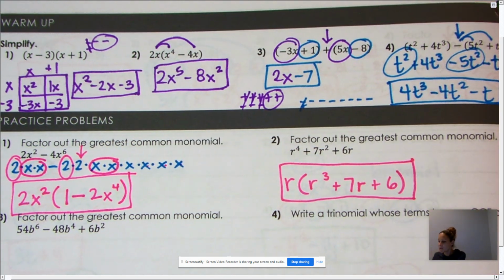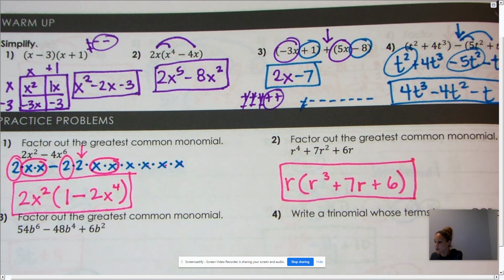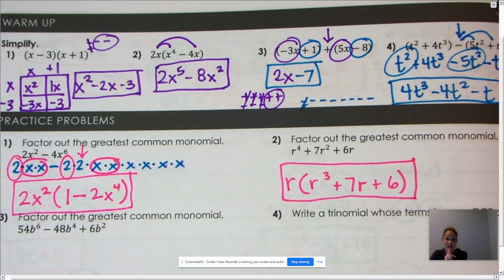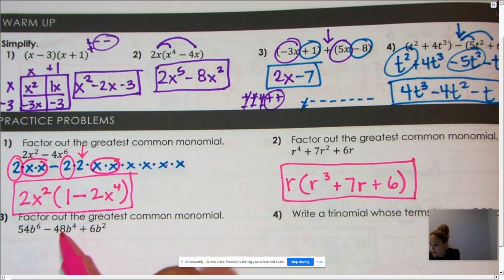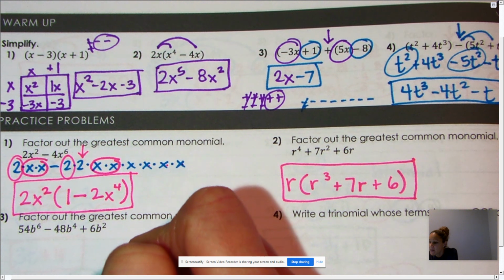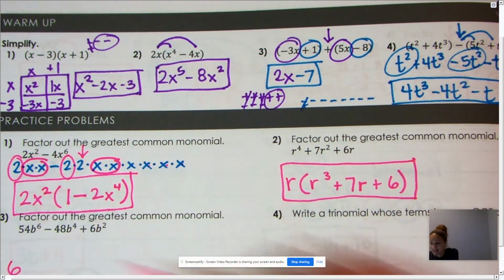Okay, question number 3, factor out the greatest common monomial. So I'm going to look at these and I'm going to say, I like to start with the littlest number. And I'm going to say, does this littlest number go into the other 2? Yeah, it goes in 8 times and it goes in 9 times. So I know right away that I'm going to be able to take out a 6.